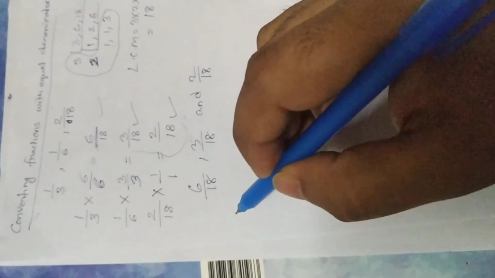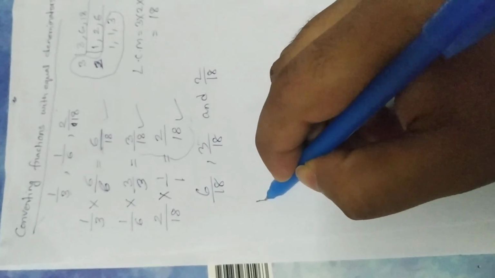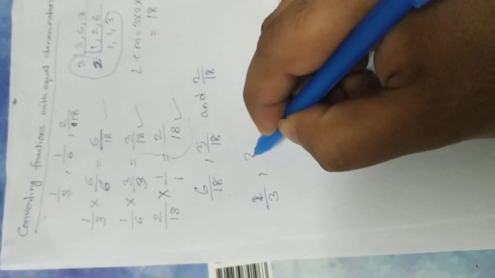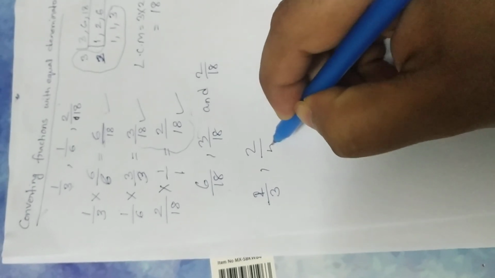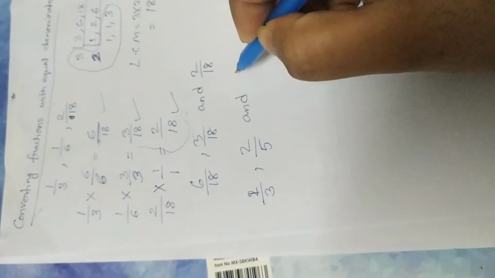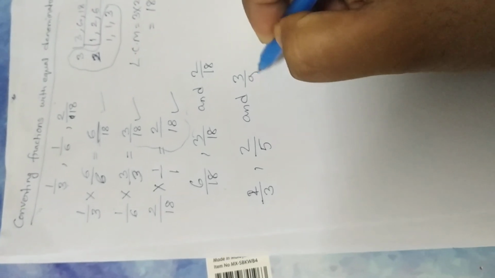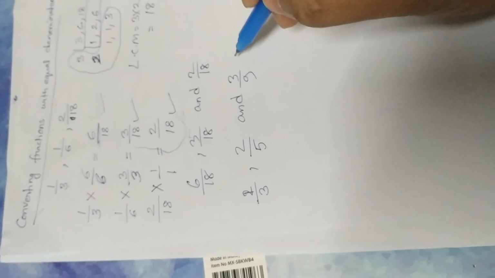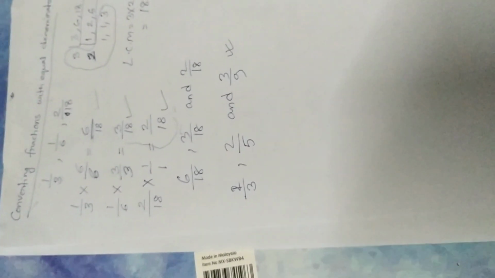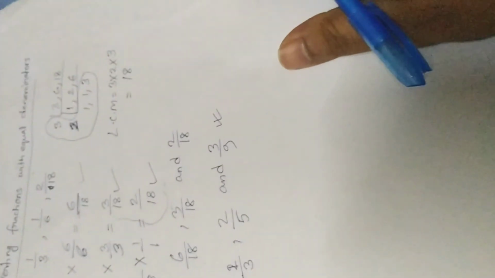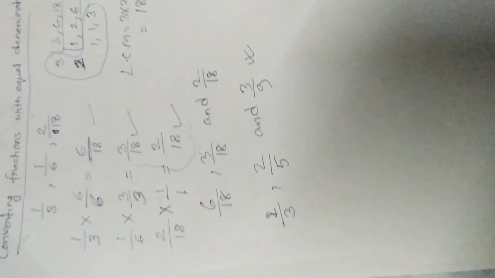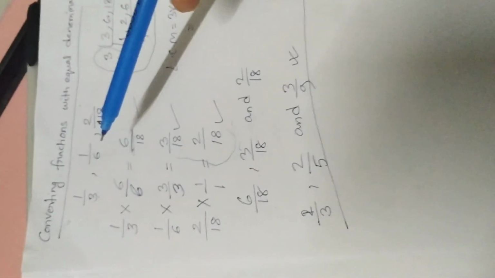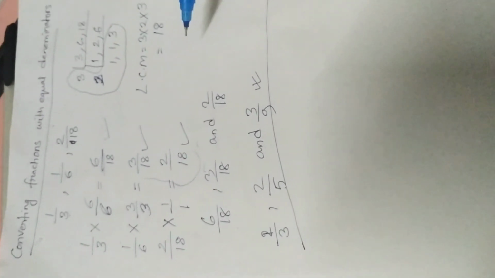You can also do a task at home. Try to convert 2 by 3, 2 by 5 and 3 by 9 with equal denominators, and send it to my personal WhatsApp. So we have completed this part as well, converting fractions with equal denominators.